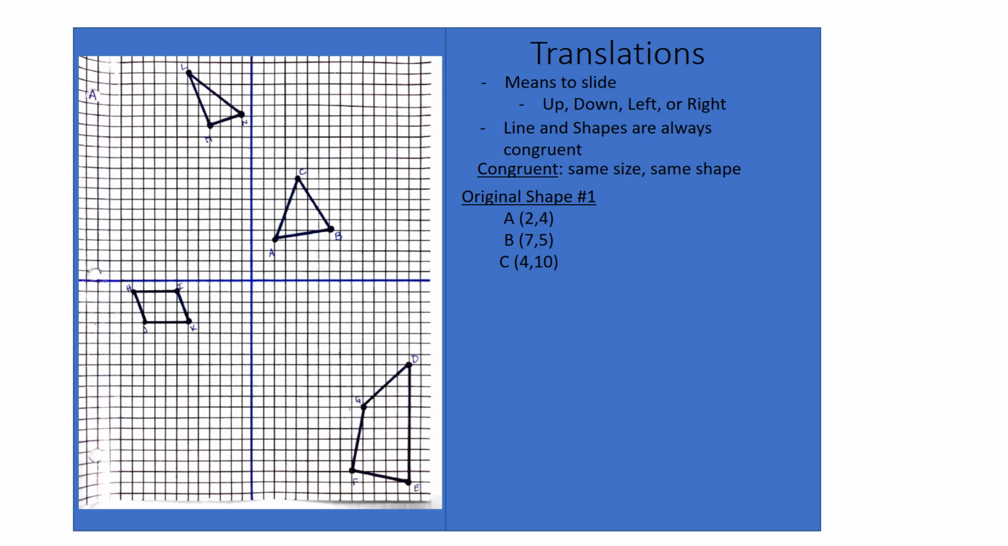Once we have written down the original coordinate points, then we can go ahead and translate the shape. For this problem, we are going to translate the shape 7 units up. To translate a shape, we start with point A, the first point. So put your pencil on point A, and then go up 7 units. 1, 2, 3, 4, 5, 6, 7. And then we're going to put a point.